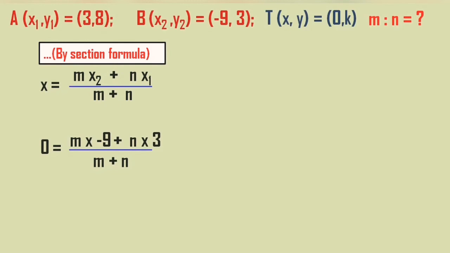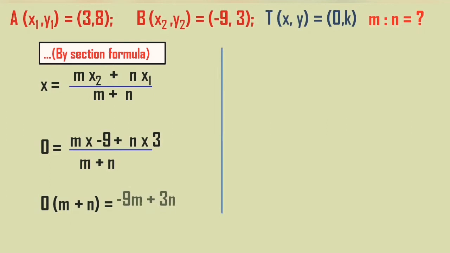As a result, we can see now the denominator is m plus n, and we can shift that m plus n to the other side of the equality, that goes in multiplication with 0, and on the right hand side we get the number -9m plus 3n after the multiplication. We know that 0 multiplied by any number, the answer is always 0.